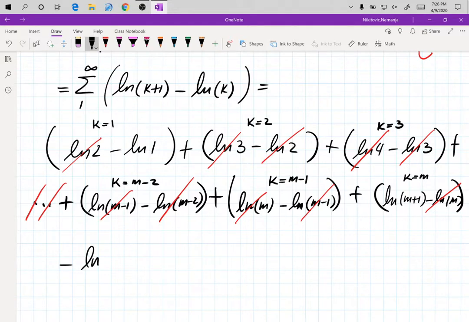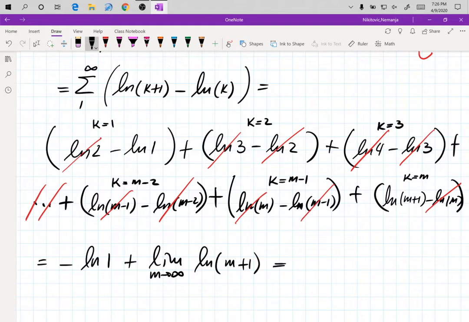Negative ln of 1, which is equal to 0, plus the limit of ln of m plus 1 as m goes to infinity. This is equal to 0 plus infinity, and we have the explosion, right? Divergence.